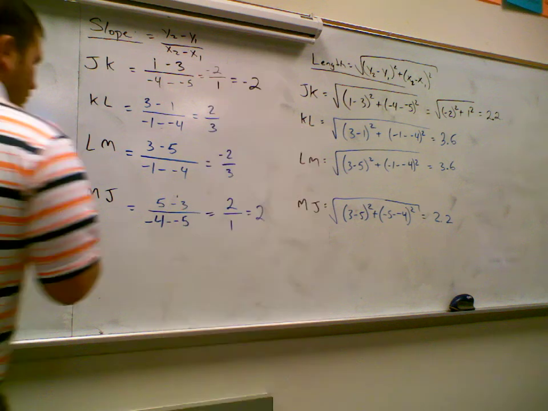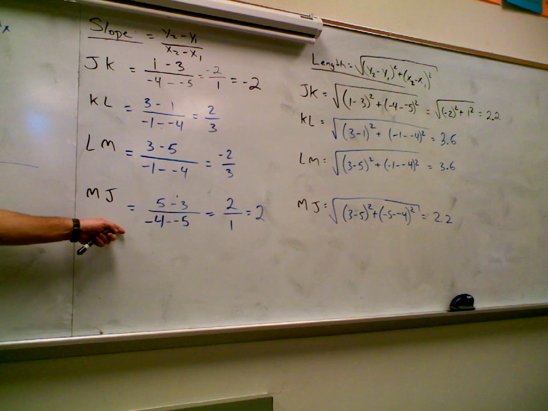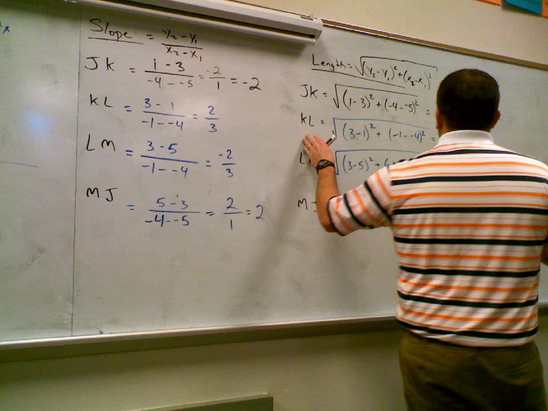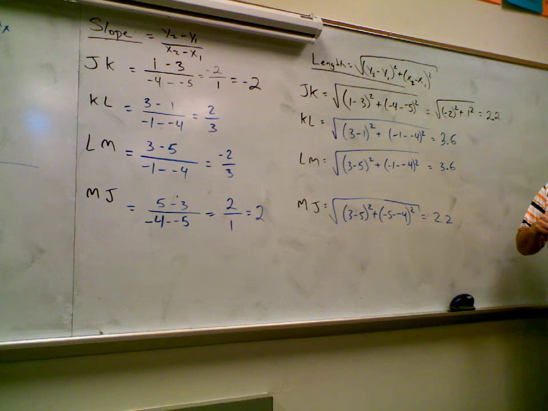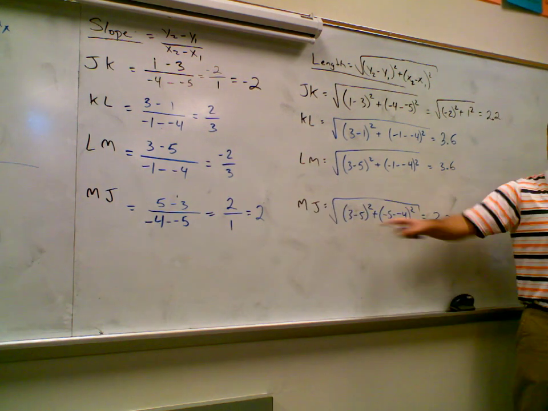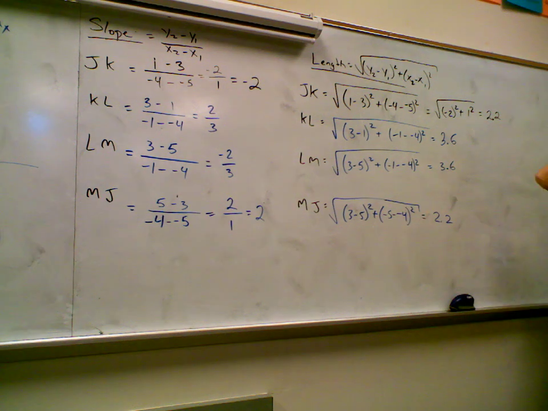Okay, so you flipped the order when you did your slope. You did a different order. That's fine, it works out. Okay, so what can we say about JK, KL, LM, and MJ? Anybody know? KL and LM are parallel? Not parallel. Close though. Over here we did 5 minus 3, she did 3 minus 5. That's okay. So what'd you say, Jamar?